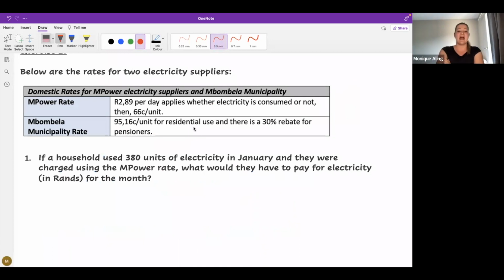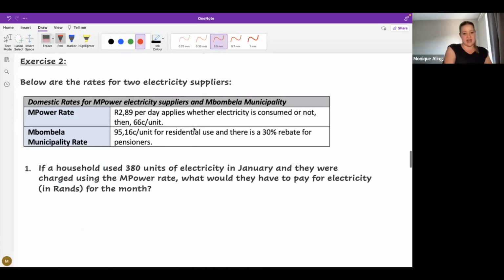All right, everyone, let's have a look at this next exercise. So as you can see, this table is very different to the 2 tables you have seen. Okay, it says below are the rates for 2 electricity suppliers. We've got Empower rates and we've got municipality rates. And then they tell us in the side here what their rates are.